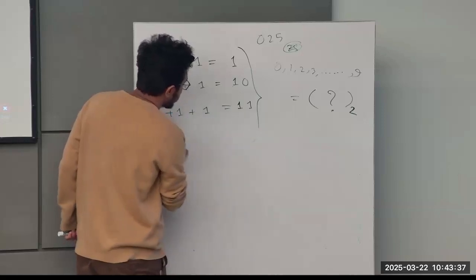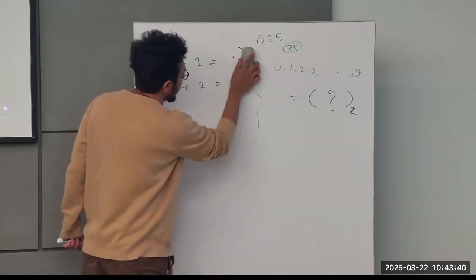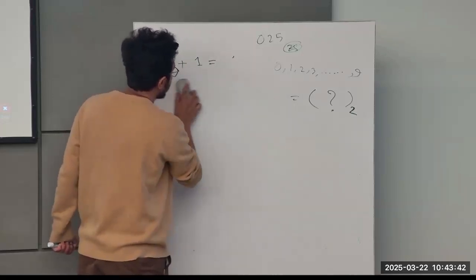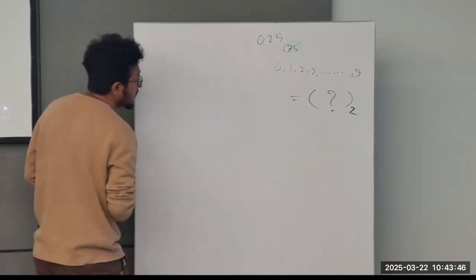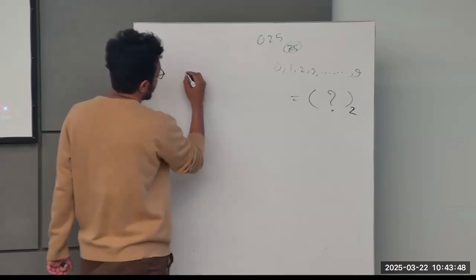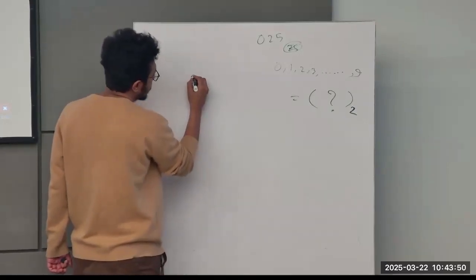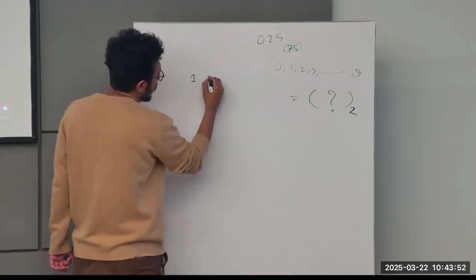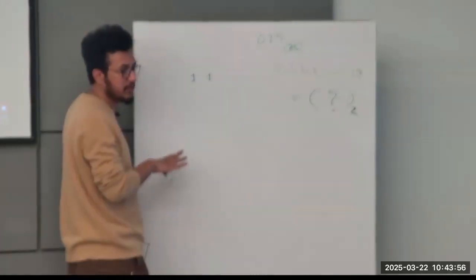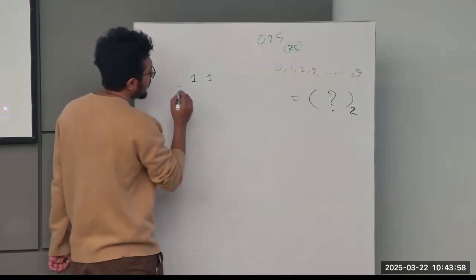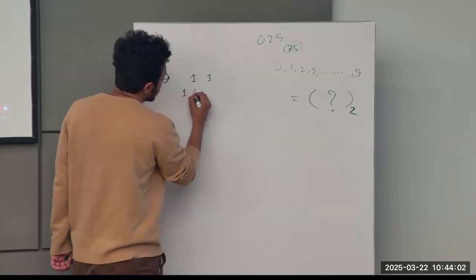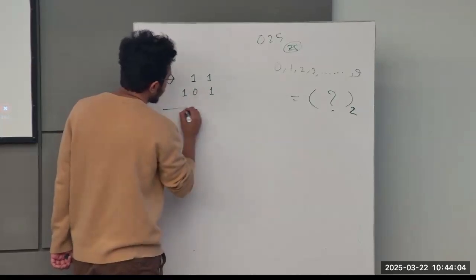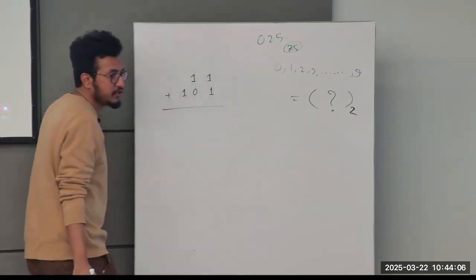Let me actually now go ahead and see how the addition of two binary numbers works. For example, if I add, let's say 1, 1, 1, it's not 111. We already know it is 7. If I add 1, 1, 1 with 1, 0, 1, what is the addition result?